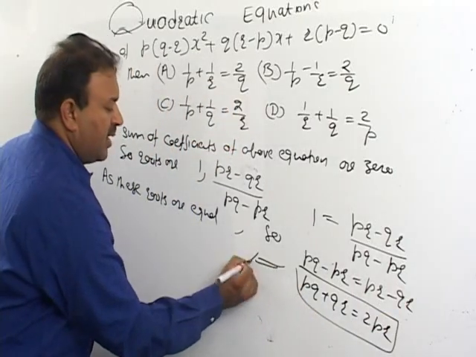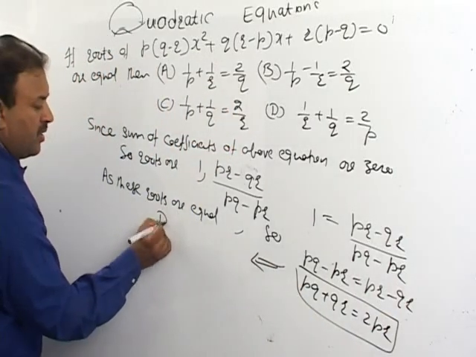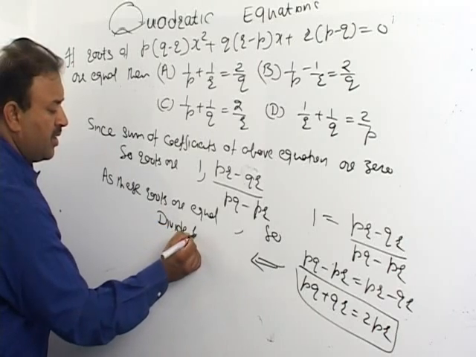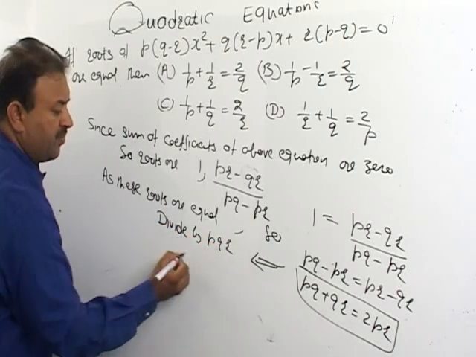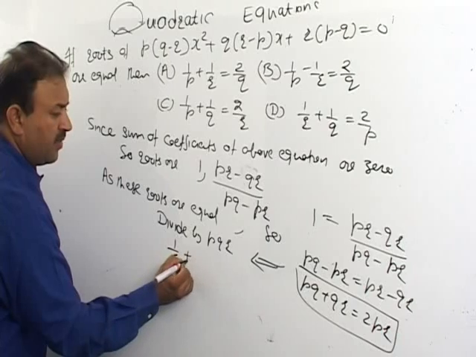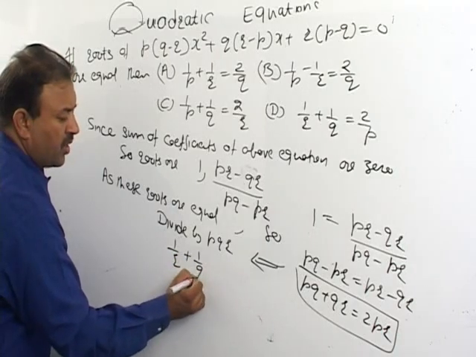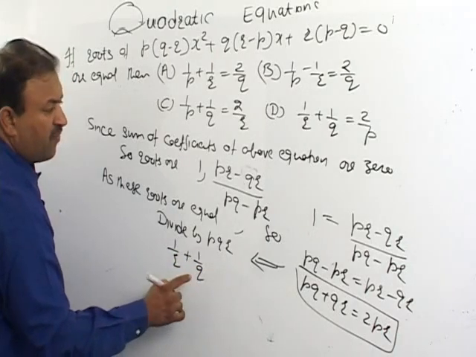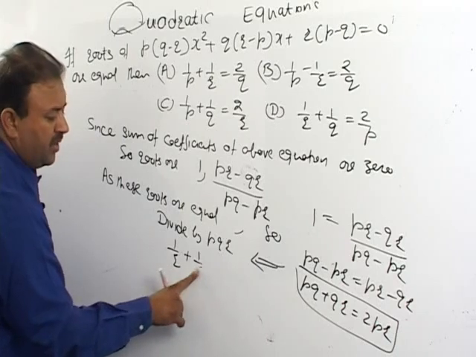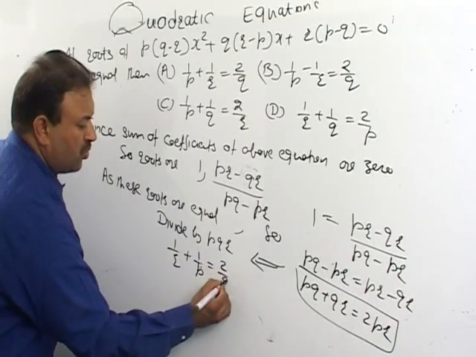From here, what will we do? Divide by pqr: 1 upon r plus 1 upon p is equal to 2 upon q.